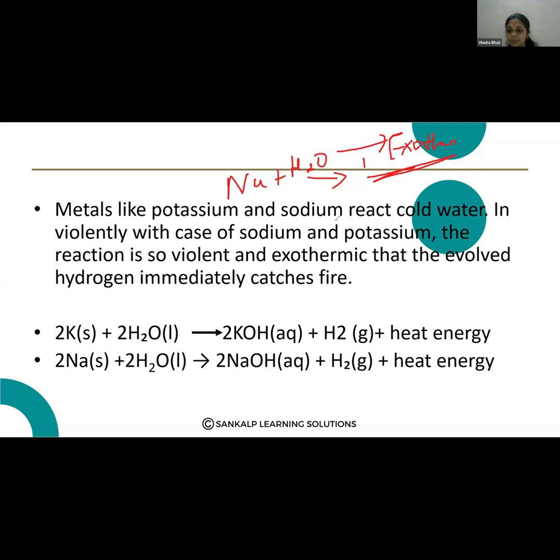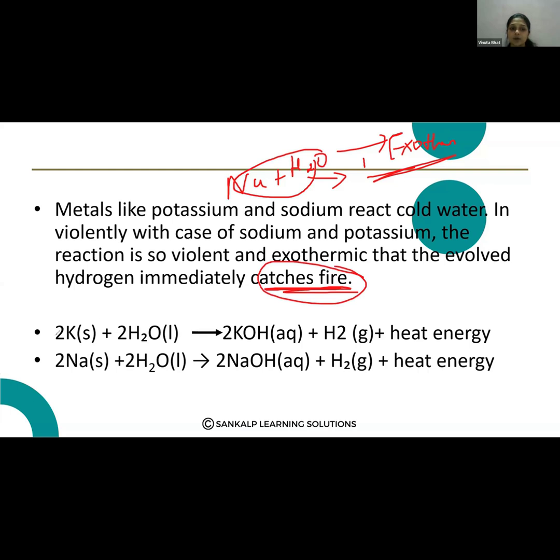Yes, anybody? Okay, so exothermic reaction means a lot of heat is released in the reaction, that is called the exothermic reaction. Okay, so when the metals react with cold water, an exothermic and vigorous reaction takes place, and the hydrogen released catches fire. Okay, so that is the thing.